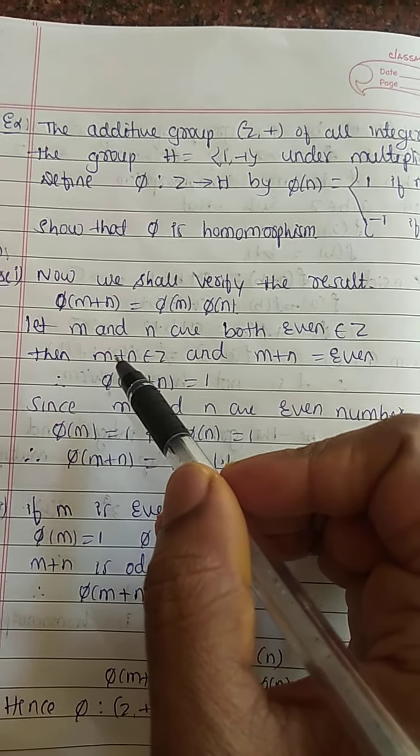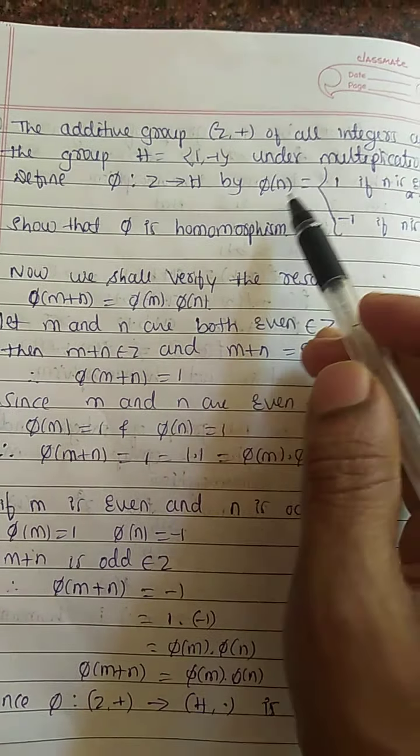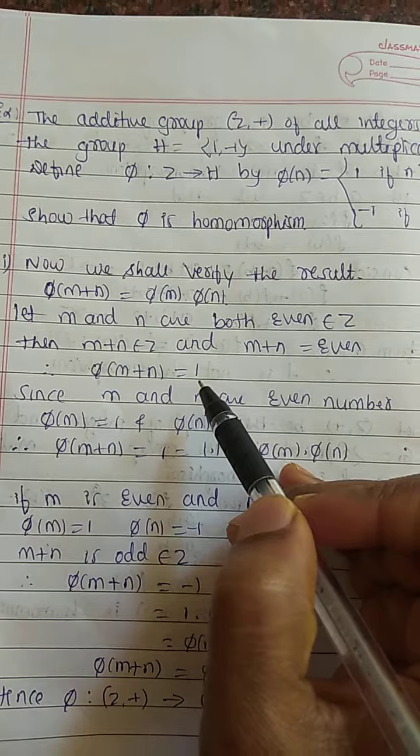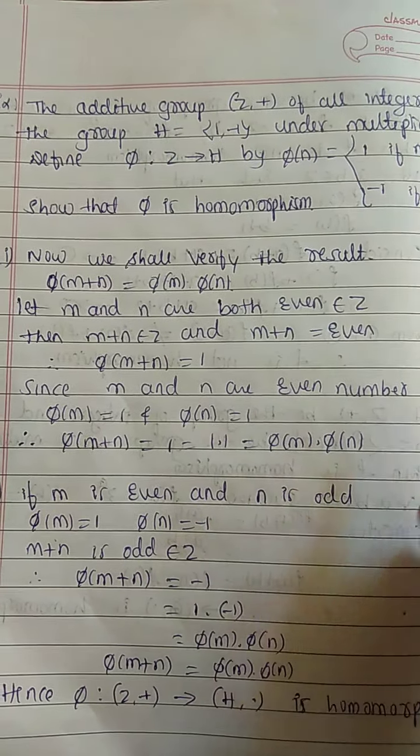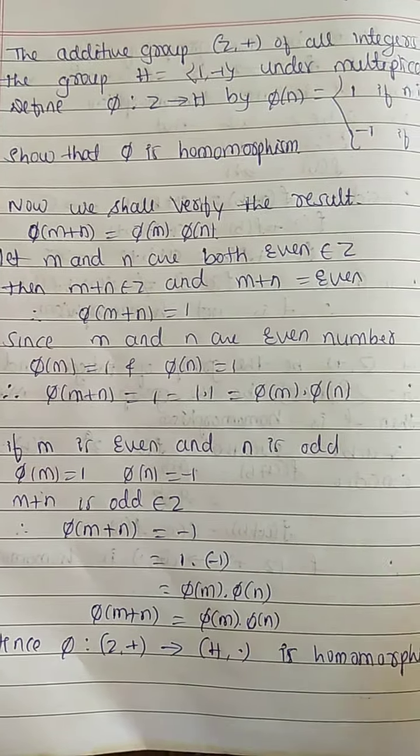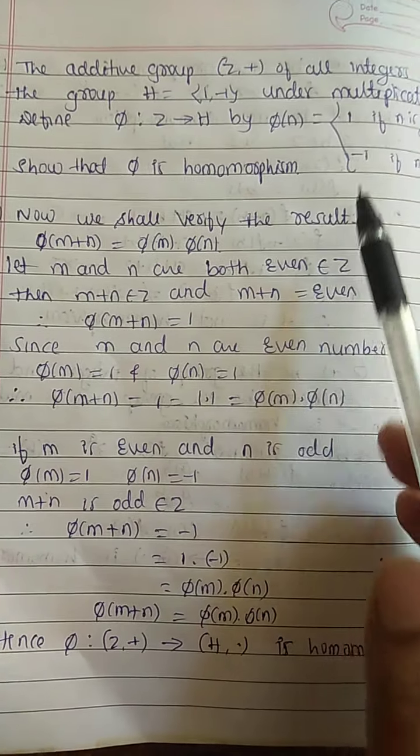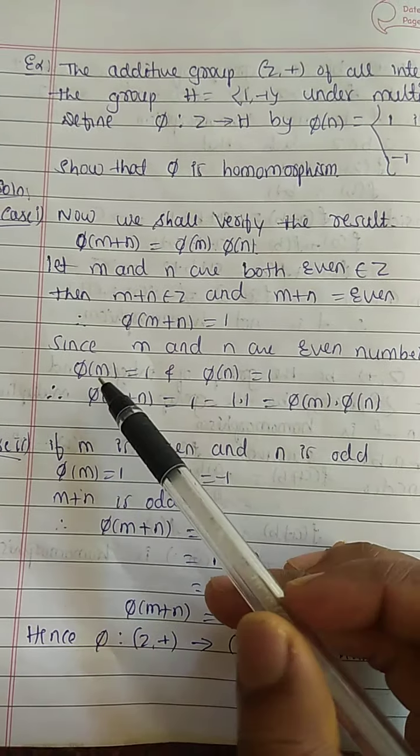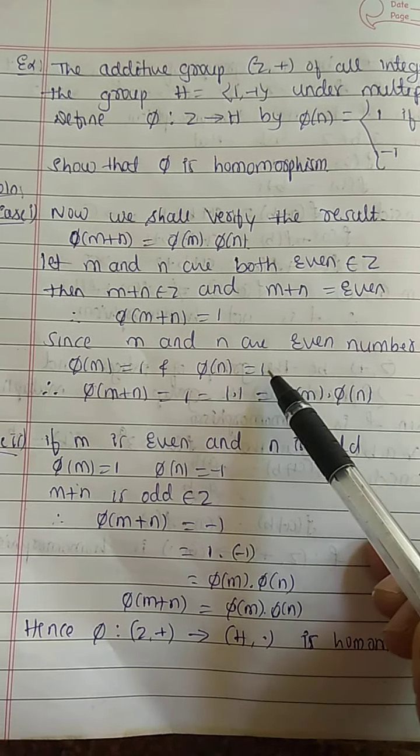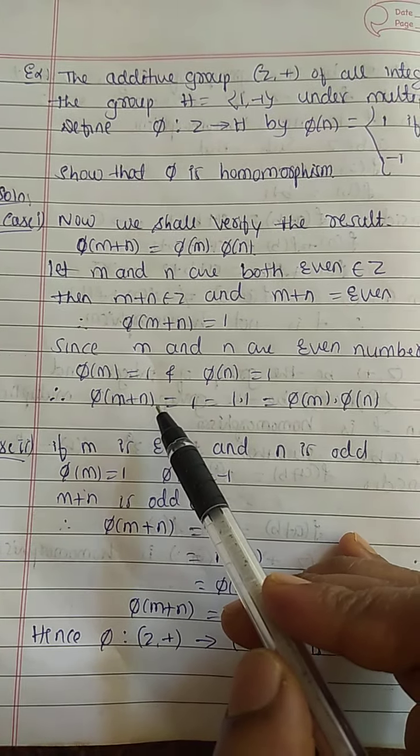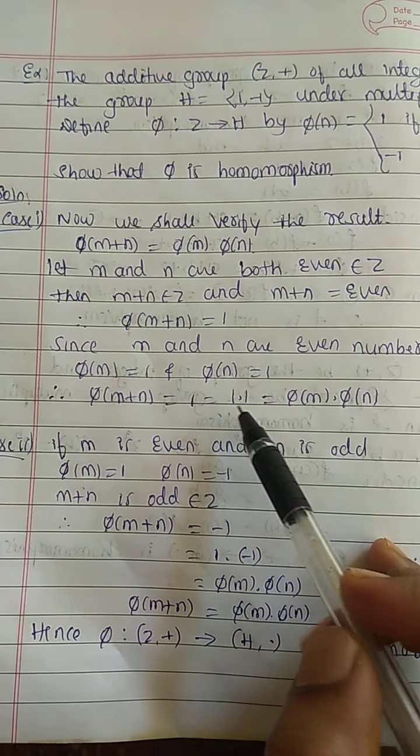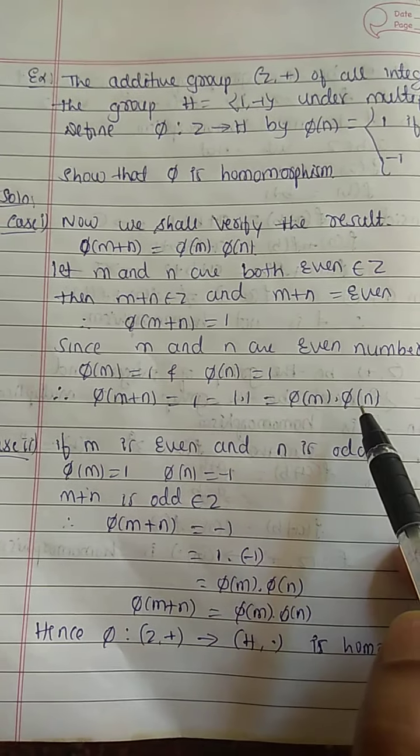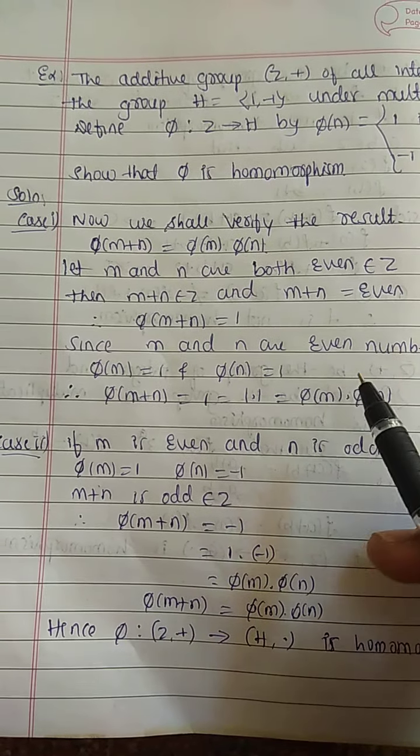In the same way, if m plus n is an even number, then pi of m plus n, if it is even, has value 1. M and n are even numbers. Since m is even, pi of m is 1, and since n is even, pi of n is 1. Pi of m plus n equals 1. 1 can be written as 1 into 1, that equals pi of m into pi of n. Therefore, pi is a homomorphism.